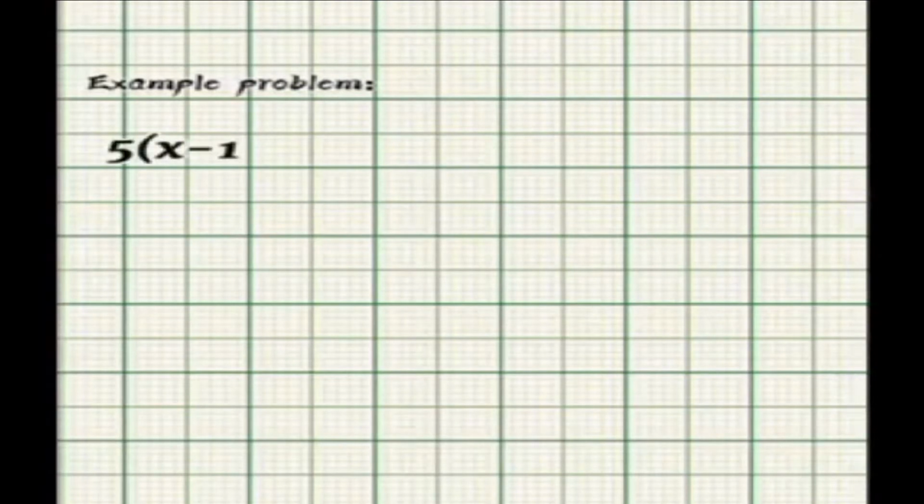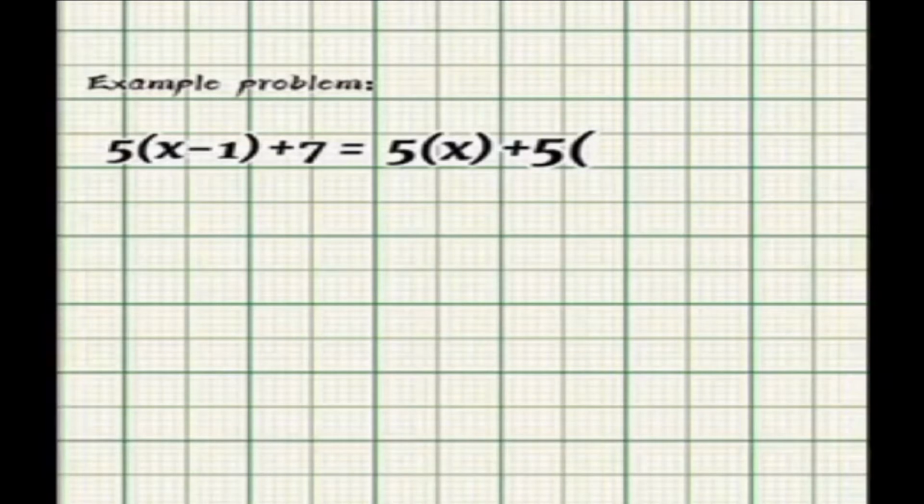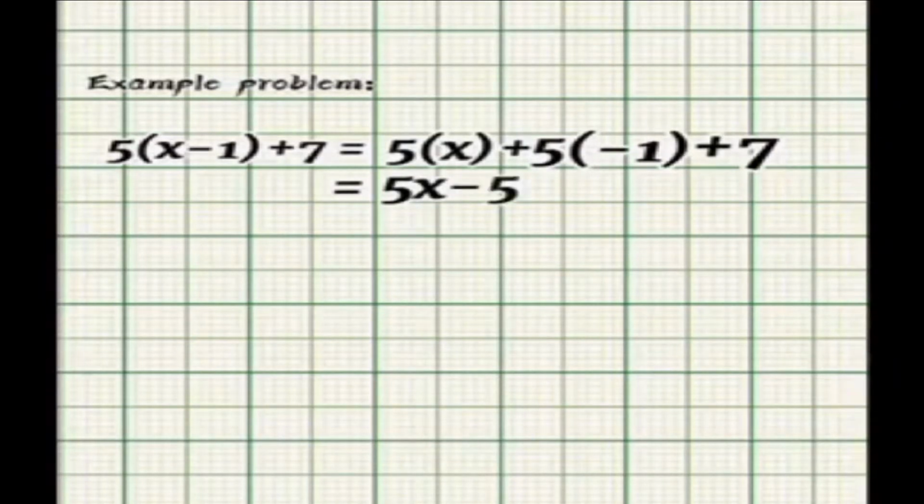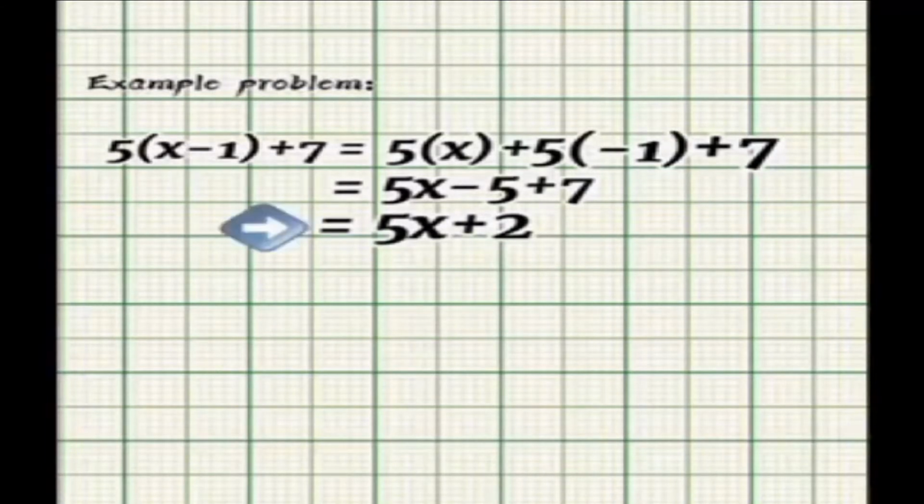The problem is 5 times x minus 1 plus 7. So, first thing to do is copy the corresponding number, which is 5, then times it by x, plus copy again the corresponding number, which is 5, then copy the negative 1 and times it, then copy the last number, which is 7. Second step: 5 times x is equal to 5x, then 5 times negative 1 is equal to negative 5, then bring down 7. So bring down 5x, then negative 5 plus 7 is equal to positive 2. The answer is 5x plus 2.